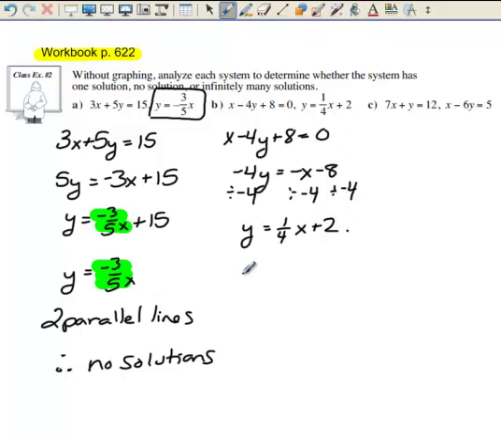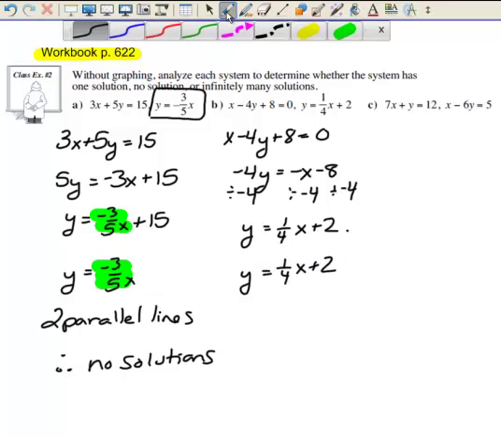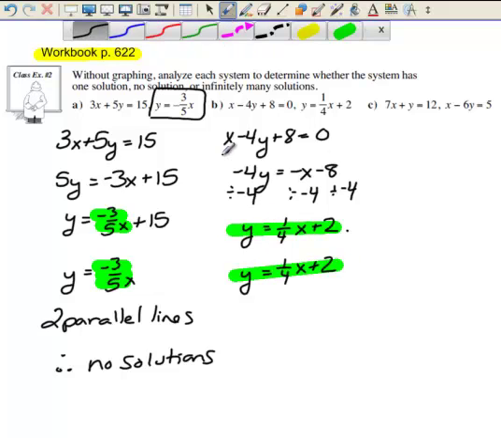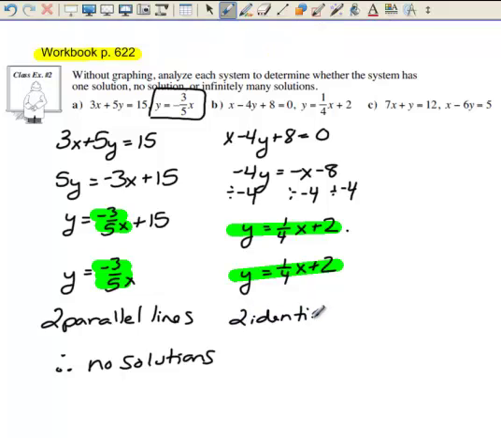And compare that to my second equation, which actually was y equals 1/4 x plus 2. So both of my equations are identical. So if I were to graph these, I would get one graph right on top of the other. So in that case, I would have an infinite number of solutions, since they touch each other at every point, and every point is considered a solution. So that system of equations has an infinite number of solutions.